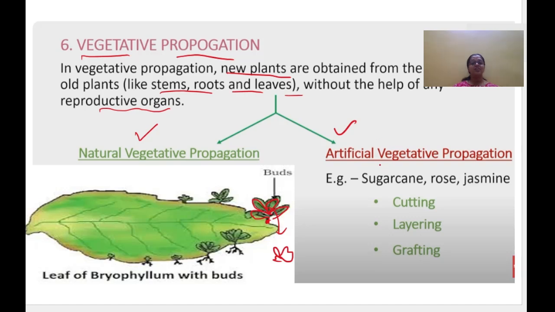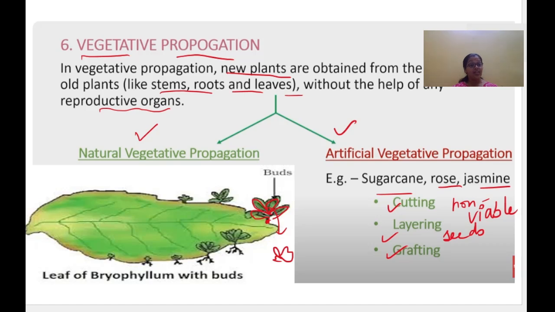The second type is artificial, which is seen in the case of sugarcane, rose, and jasmine. They have non-viable seeds. So in that case, vegetative propagation plays a very important role. So they can be produced by cutting, layering, and grafting. These are the three types of artificial vegetative propagation methods.